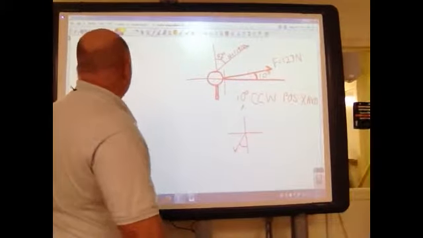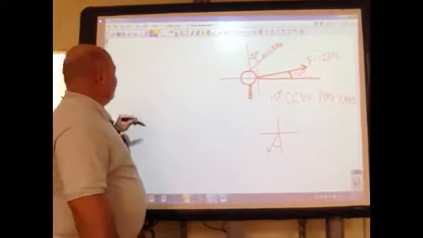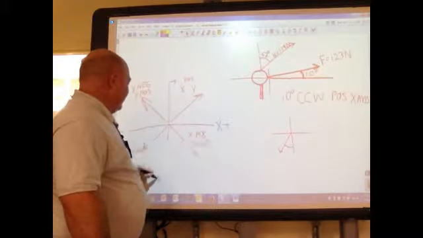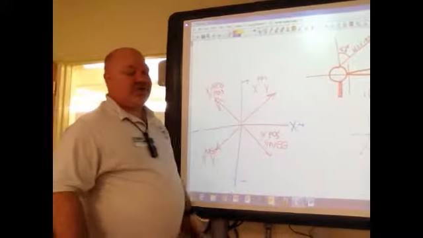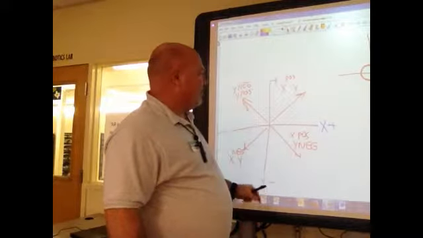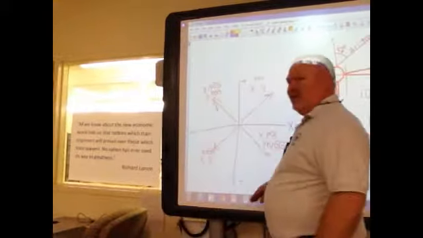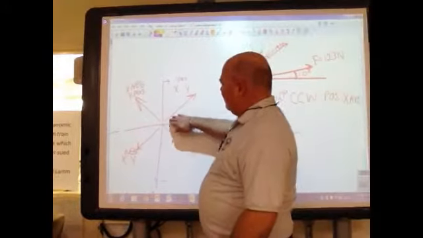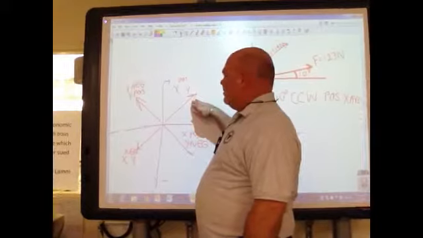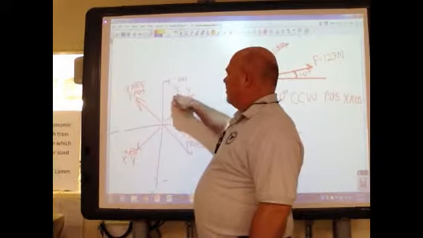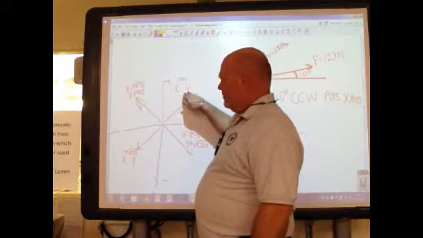You also need to consider sense. Now, sense is nothing more than restating the direction, but using it in common English terms. For example, this vector is going up and to the right, and when you go up and to the right, both the x and y are positive.